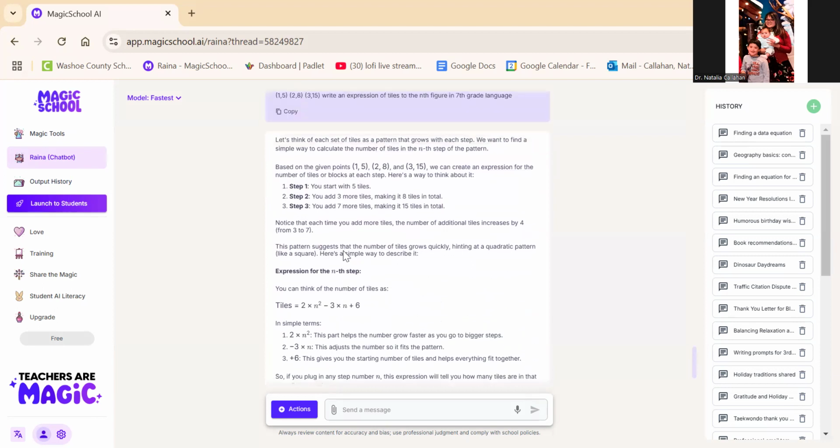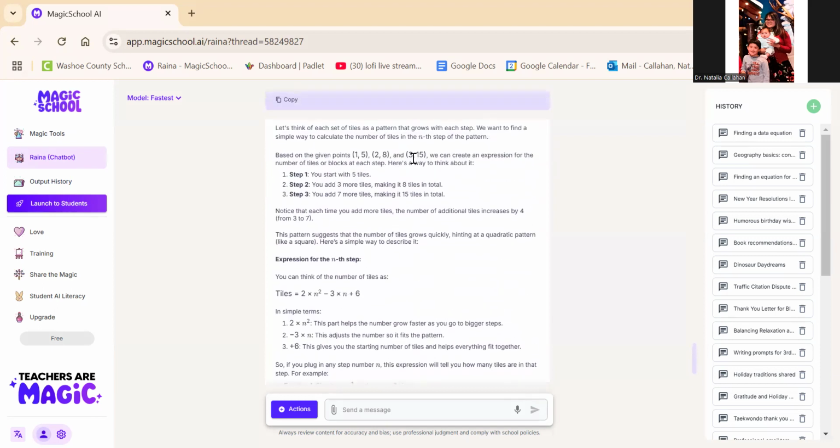Okay, so here we go. Based on these given points, right? You can create an expression for the number of tiles or blocks. Here's how you think about it. Step one, start with 5 tiles, right? Step two, you add 3 more tiles, so 8, right? Step 3, you add 7, you make 15, right? Notice that each time you add more tiles, the number of additional tiles is increased by 4. Because if you go from 3 to 7, right? This pattern suggests the number is growing quickly, hinting at a quadratic pattern. Okay.